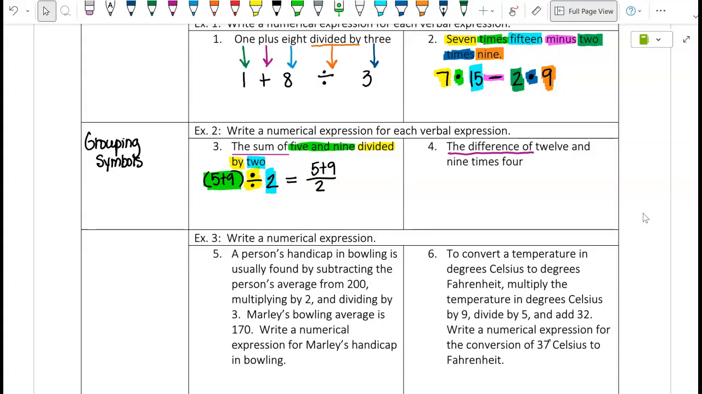All right, number 4, the difference of 12 and 9. So we already know the difference of is telling us we're going to have some grouping symbols. So we have 12 and 9 that we need to have the difference. So parentheses 12 minus 9. Times, I am going to start out using the dot for multiplication here. And then 4.